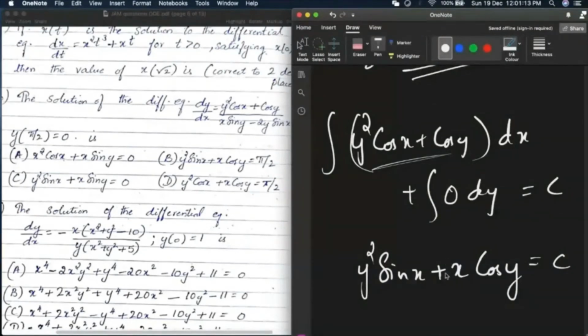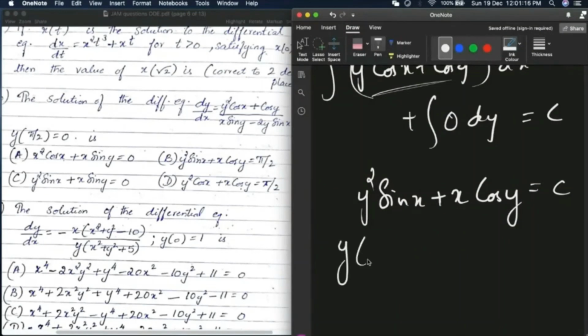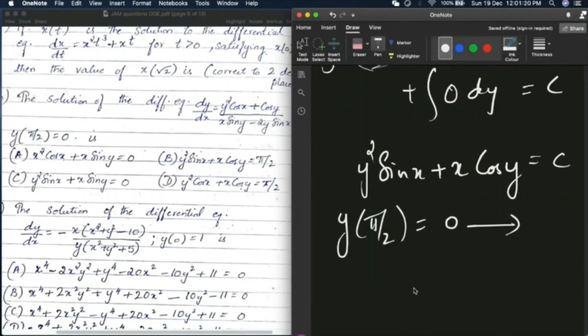And y of pi by 2 is equal to 0 is given, so you can find your c also. So y is equal to 0, then cos pi by 2 is equal to 0, c is 0, right? Yes, ma'am.